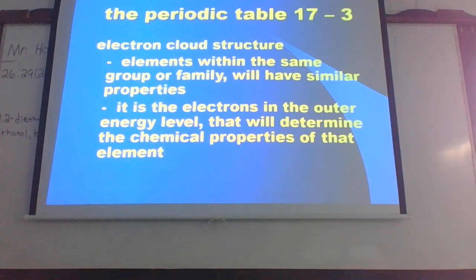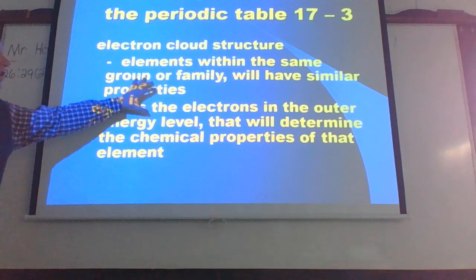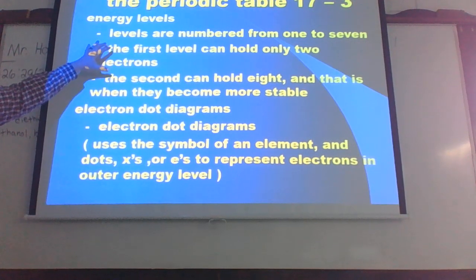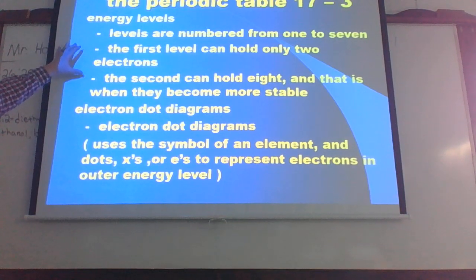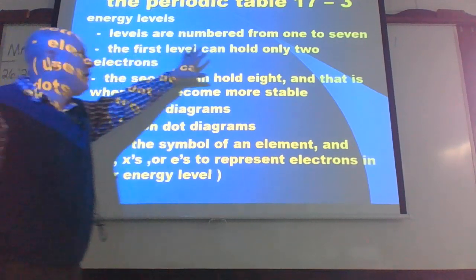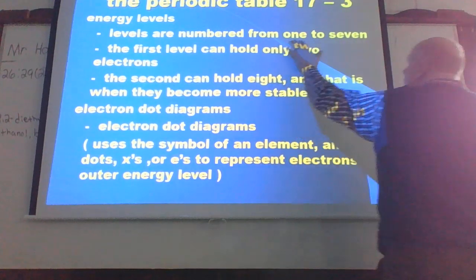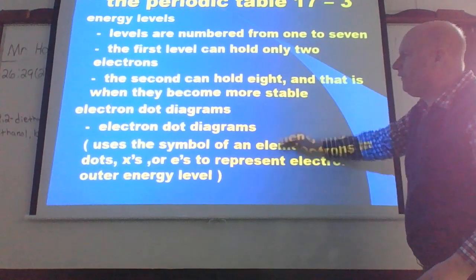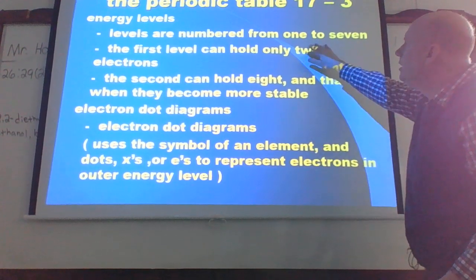Okay. So again, these valence electrons are in the outer energy level. Energy levels are numbered from 1 to 7. These are your periods. We've talked about that before. These are vertically written, periods 1, 2, 3, 4, 5, 6, all the way down to 7.